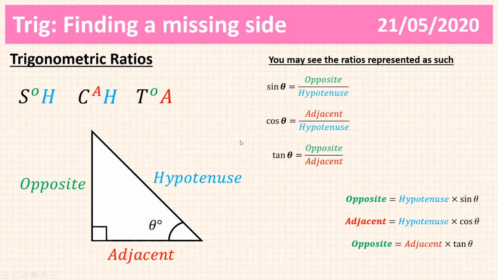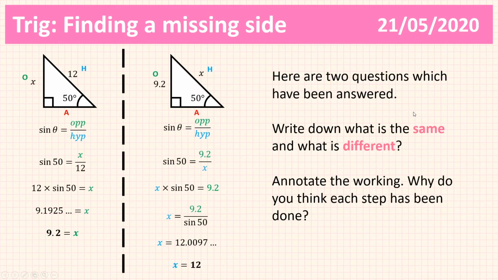Okay, so we haven't answered any questions yet. That's what you're probably asking yourself. So here's what I'm going to do. I'm going to give you 2 sets of working. What I'd like you to do is similar to what we did in the Pythagoras video, tell me what's the same and what's different. And once you've done that, annotate the working for why you think each step has been done. So pause the video and have a go at that.